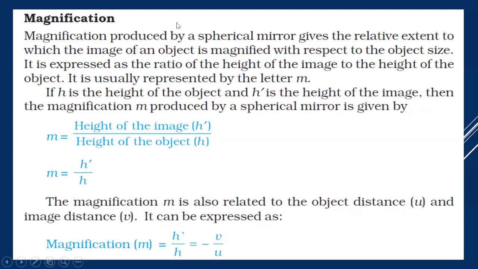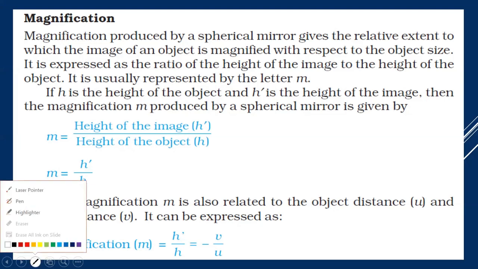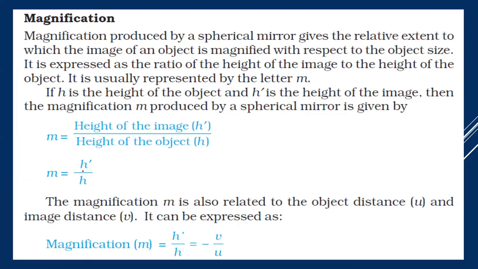Now one more thing that we have is magnification. Magnification basically gives us an idea whether the image which is formed is smaller or larger. Magnification is the ratio of the height of the image to the height of the object. Magnification produced by a spherical mirror gives the relative extent to which the image of an object is magnified with respect to the object size. In a definition, you need to say it's the ratio of the height of the image to the height of the object.